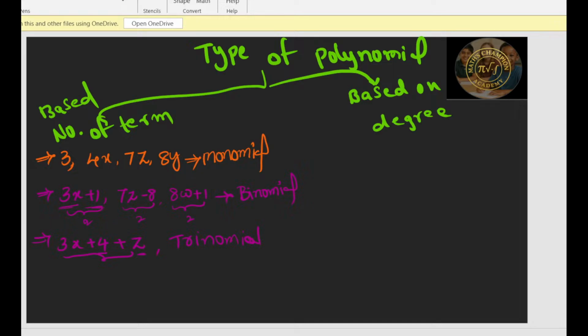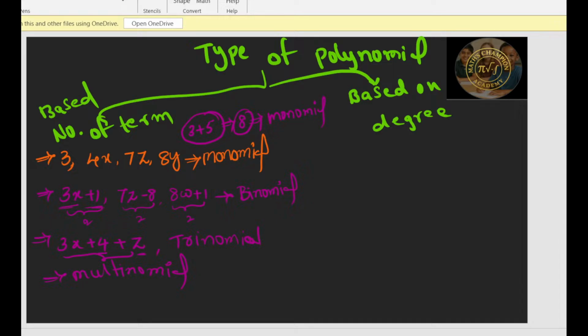Now, if more than 3 terms are there, we call that a multinomial. Now look at, for example 3 plus 5, how many terms are there? Here 2 terms are there, but the result is always 8. 8 is a single term, so this one we call a monomial.